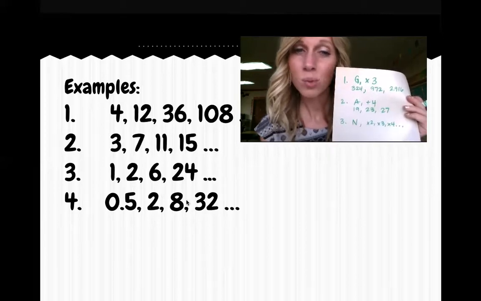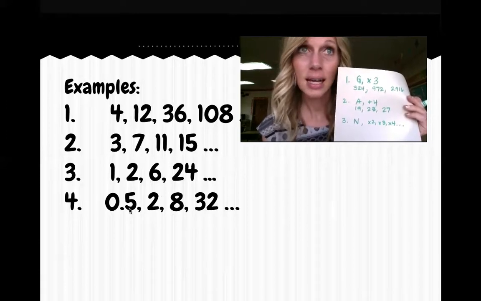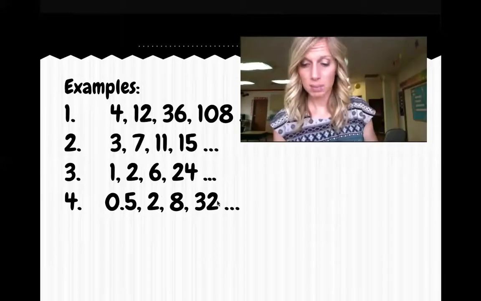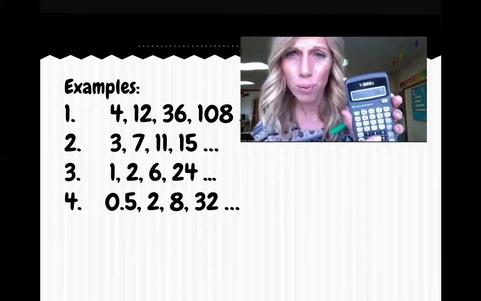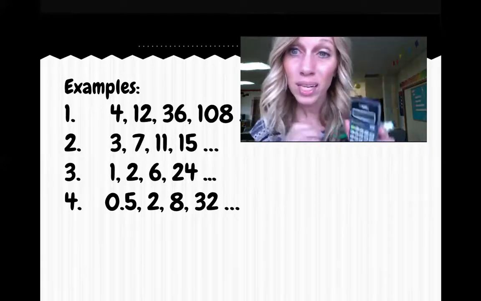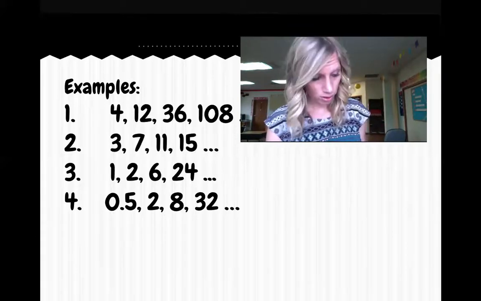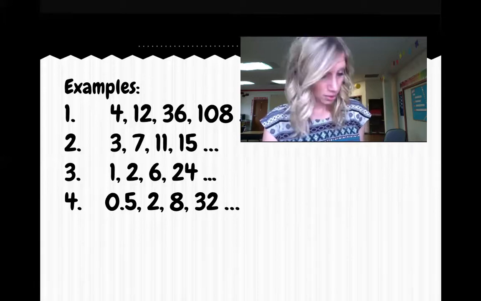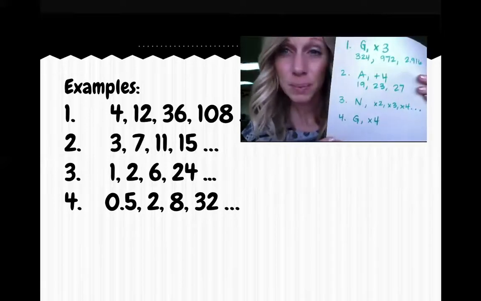So 2 times what gives you 8? Well, 2 times 4 is 8. 8 times 4 is 32. So those seem to be the same. And if I use my calculator and say 0.5 times 4, that equals 2. So we know that our pattern is multiplying by 4, and it's a multiplying pattern, which is called geometric. So you're going to write G, and you're going to write times 4.